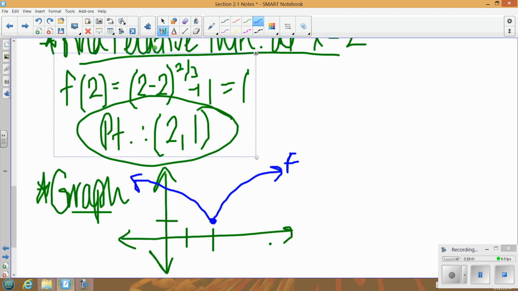Okay, so again, your minimum has to be a corner because of the fact that x equals 2 is where the function was not differentiable. So that's it for this section. And the next section is going to be focusing on the second derivative test. So we'll look at that next class.